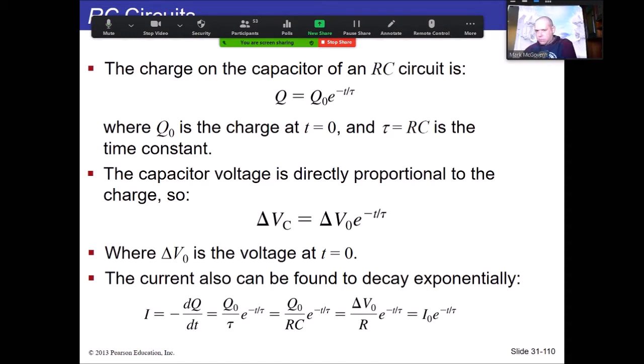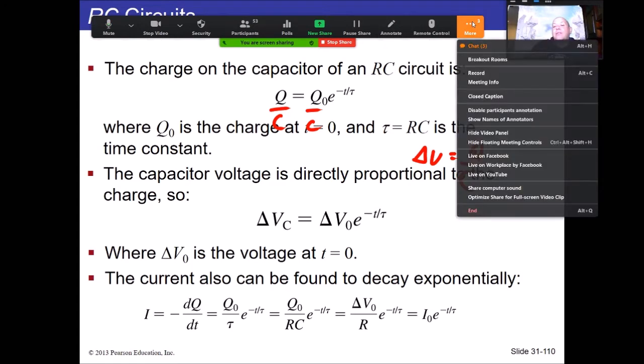Drawing tablet? All right. So the potential difference is Q over C, so they're directly related. Guess what you do to change this equation into one for voltage? You divide both sides of this equation by C. And there you go. You got your potential equation.